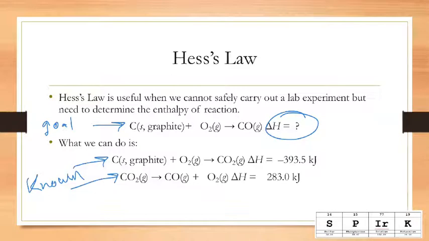So it's sort of like a puzzle. We're piecing things together to try to find an unknown. We can also use this third equation that will help us cancel everything out. These are the three equations that we're going to need to use to determine the enthalpy change for the combustion of graphite to the conversion of carbon monoxide.